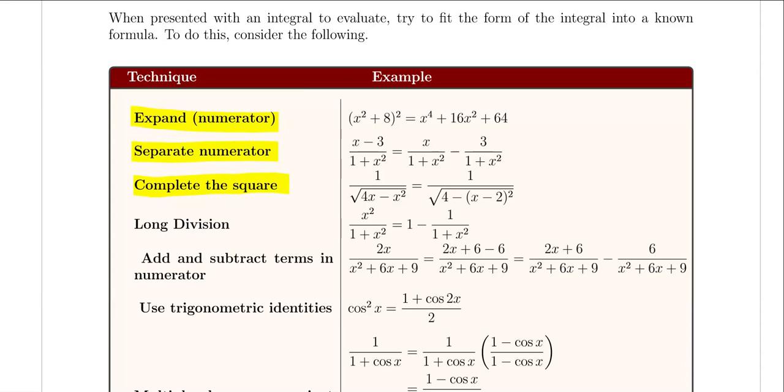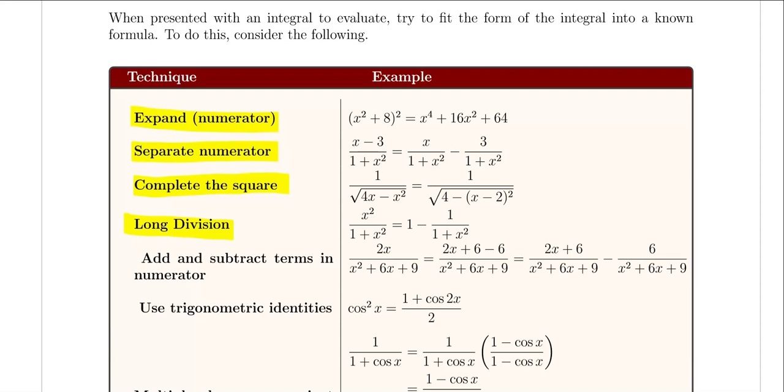Now, another technique here is long division, also known as polynomial long division. Now here we have an example. x squared over 1 plus x squared, you can actually go ahead and rewrite it as 1 minus 1 over 1 plus x squared. If you're a little bit rusty with polynomial long division, no worries.